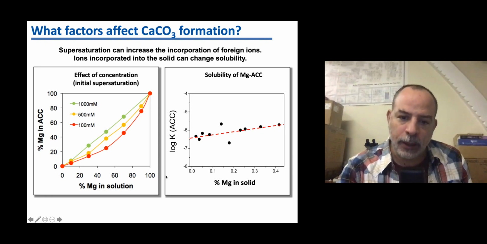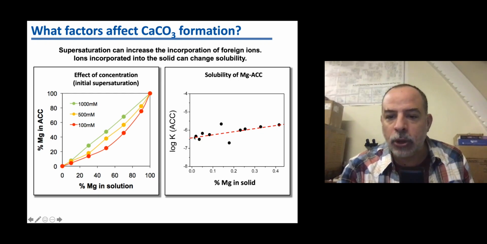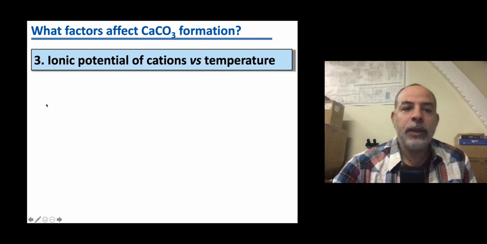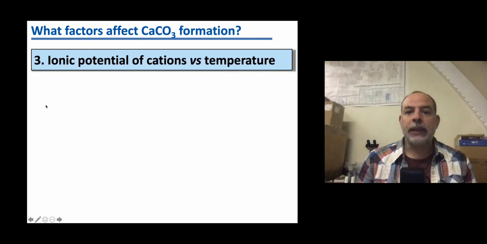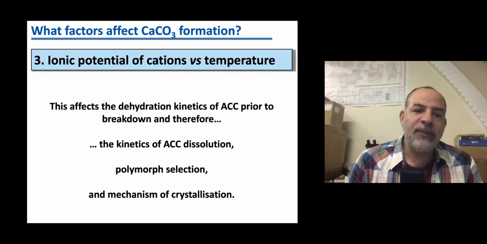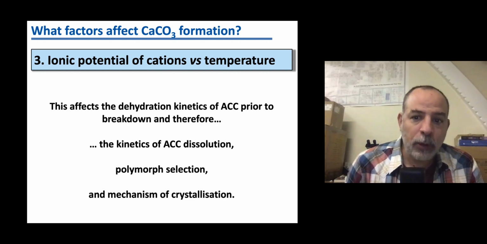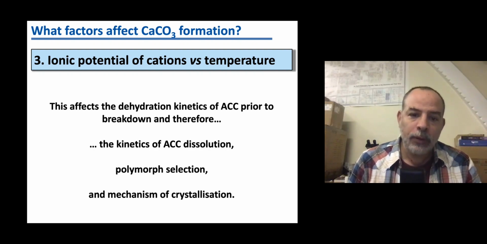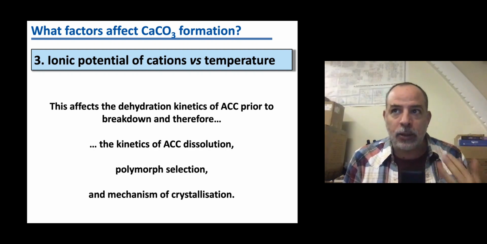So this is the logarithm of the solubility product, and what you can see here is how the solubility is changing depending on the amount of magnesium in the solid. The third parameter is the ionic potential of cations versus temperature. This is very important because these parameters affect the dehydration kinetics of the amorphous phase prior to its breakdown, and therefore the kinetics of ACC dissolution.